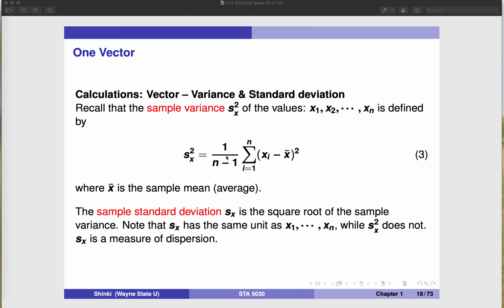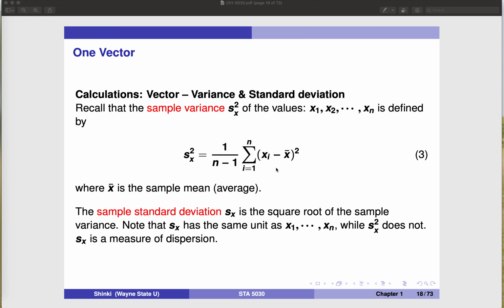So at first, why do we have 1 over n minus 1, not 1 over n? The reason is that S sub x square is usually too small when n is small. So imagine an extreme case that we only have one observation, x1. Then x bar is the same as x1. So actually x1 minus x bar is 0. But this is just because x bar is too much affected by x1. So if we observe more observations, then we should have larger variability.